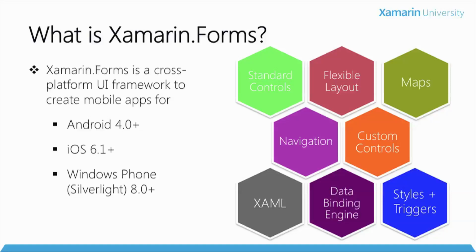Xamarin.Forms comes with a set of standard controls that you probably all know. This includes simple things like buttons or labels, but also more sophisticated controls like list views that can also be templated. Since an application does not only consist of one screen with a couple of controls on it, we need some way to support multi-screen applications. And to do that, Xamarin.Forms has built-in navigation mechanisms that you can use.